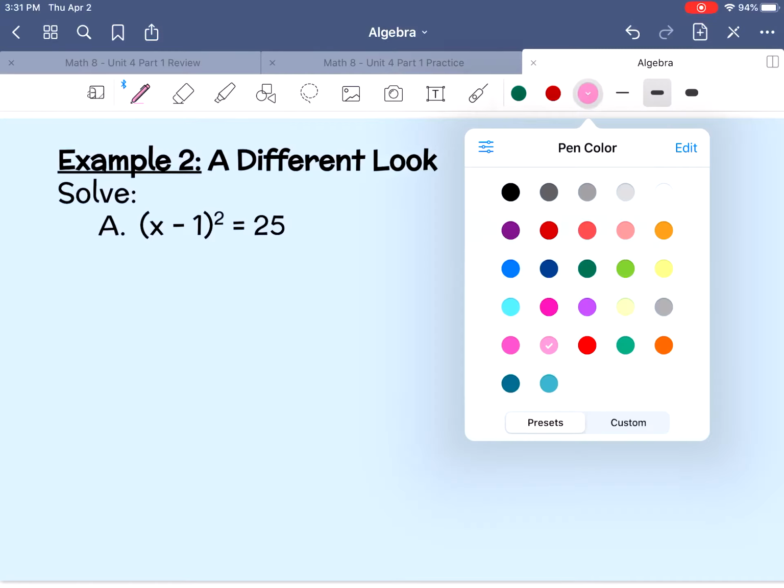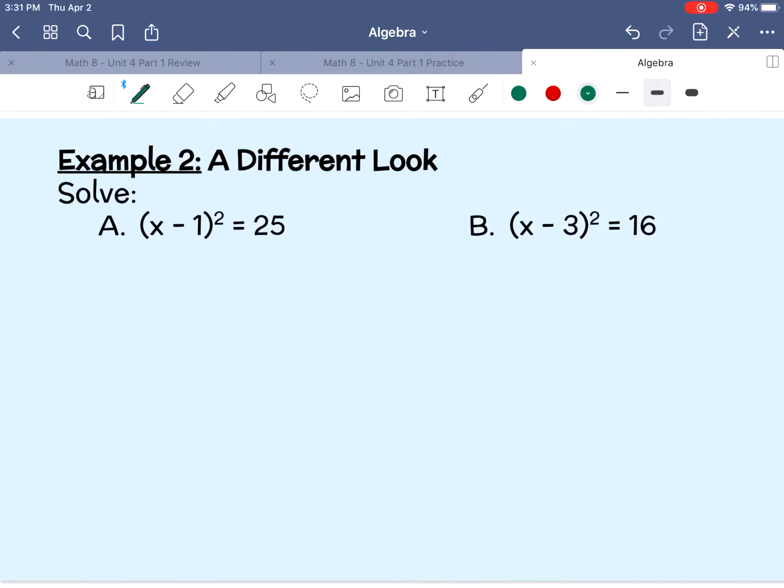If you don't have your notes page with you, that's fine and dandy, but if you need to, pause so that you can write down the problem. So we're still solving using square roots. These square roots just look a little bit different, so we have to do a couple of extra steps.